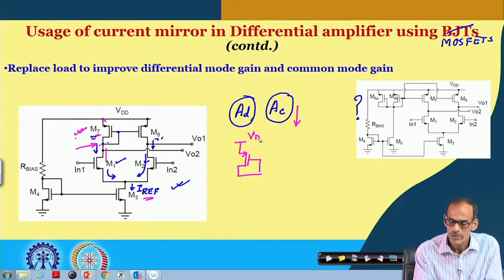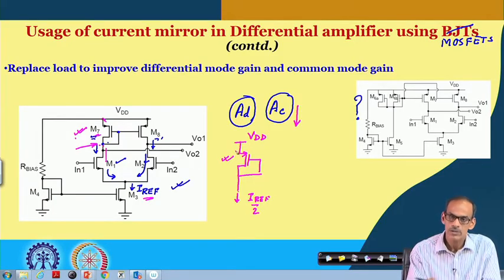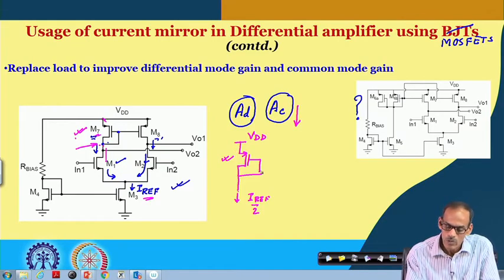At the source we do have VDD, and the current flow here is I reference by 2. So, by considering its dimension and the k factor, and of course the threshold voltage, we can find the corresponding VSG of this transistor. So, the DC voltage here is VDD minus this VSG.